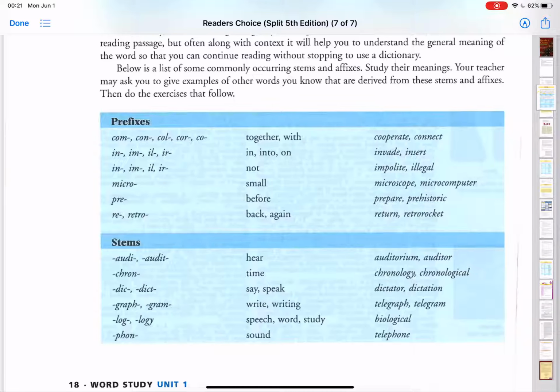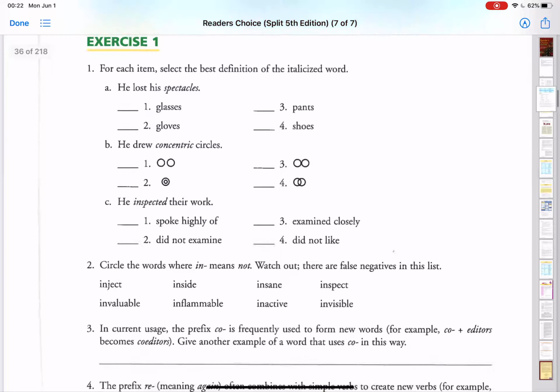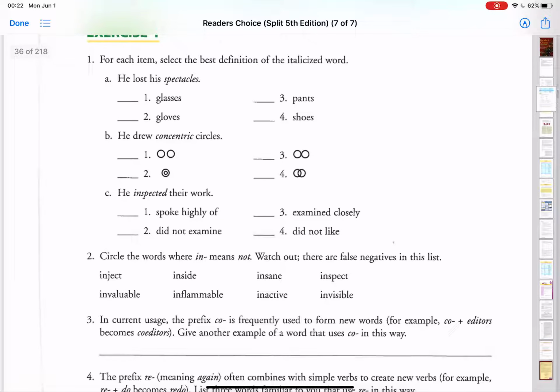Unfortunately, there's no easy way to do it. You just have to study and memorize. But one thing that can be helpful is coming up with examples, finding examples of words that you already know that have these stems and affixes and prefixes, suffixes in them. So take a look at the charts here that have examples, review them, and then do the practice exercises. So there's a number of practice exercises that you can do to practice with stems and affixes.